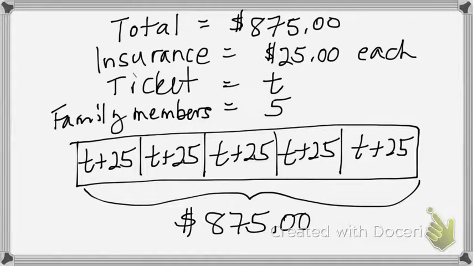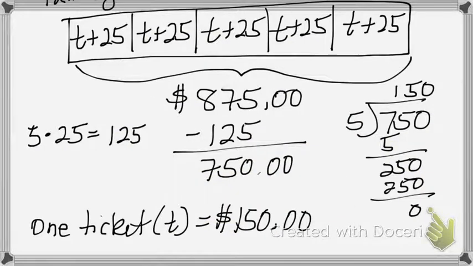Okay, tape diagram wise, here's how I set it up. Now that we have everyone with the same costs, we have t plus 25, 5 times. We have our total. Okay, tape diagram set up. Solving for the tape diagram, we take care of our knowns first. We know that 5 times 25 is 125. Subtract that away from the total. Now we're left with our balance, so 750 has to be divided into 5 separate pieces to account for each member of the family. We do that here with very simple long division, and we end up with one ticket costing $150.